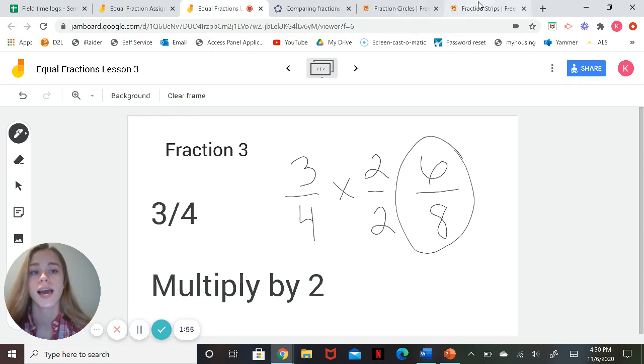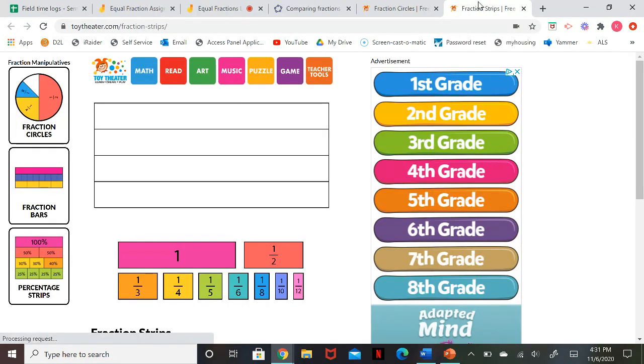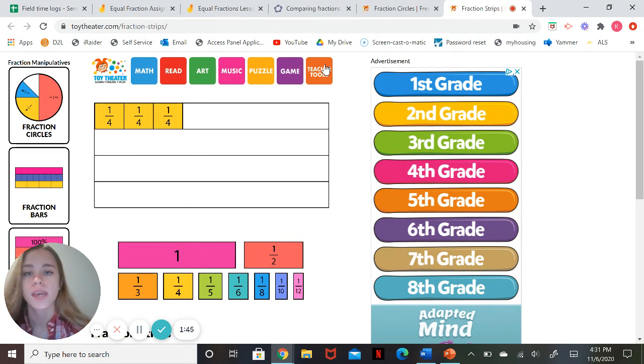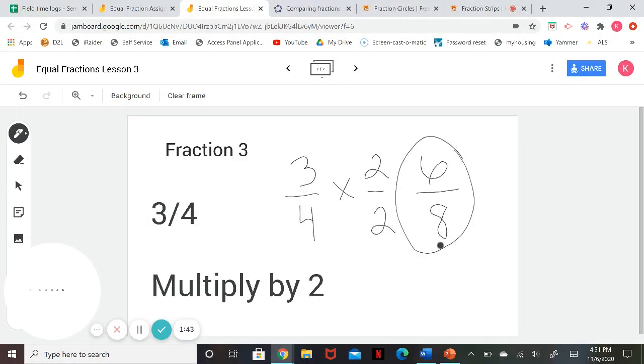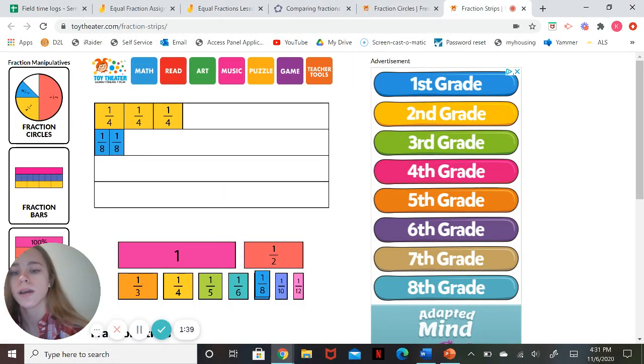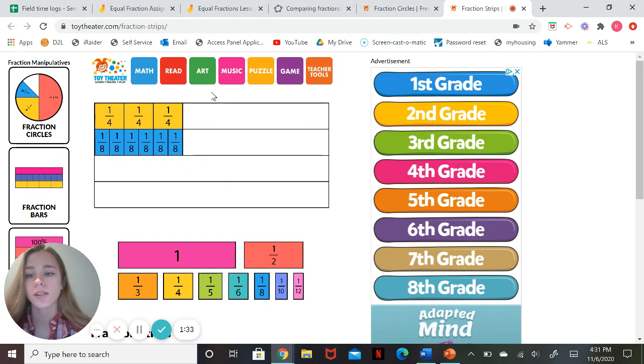So we're going to go ahead and check that with our fraction strips. So we're going to have a 1/4, a 2/4, and a 3/4. And we're going to match it up with 6/8. So we're going to have 1/8, 2/8, 3/8, 4/8, 5/8, and 6/8. And if we look at those two pictures, they are in fact the same.